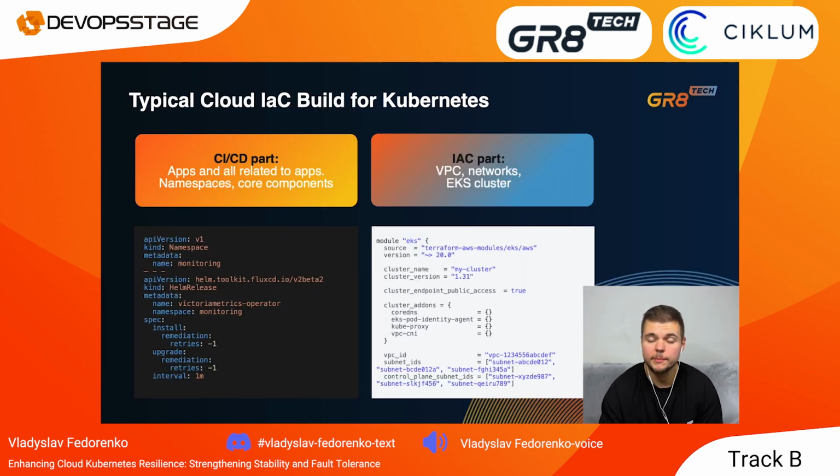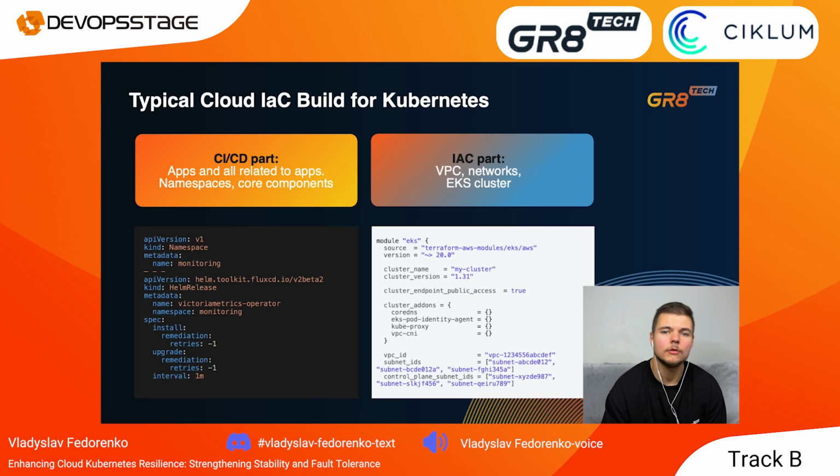Let's check the typical cloud Kubernetes setup. It contains two parts. The first part is the infrastructure part, which is typically written in Terraform or CloudFormation. This part includes the VPC, the cluster itself, security groups, subnets, keys, accesses, etc. It contains everything related to the cluster itself.